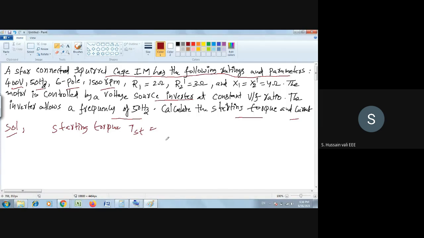So the torque is 3 by omega s into Vs square, where Vs means V phase square, divided by (R1 plus R2 dash) whole square plus (X1 plus X2 dash) whole square, into R2 dash. So this you will find out.